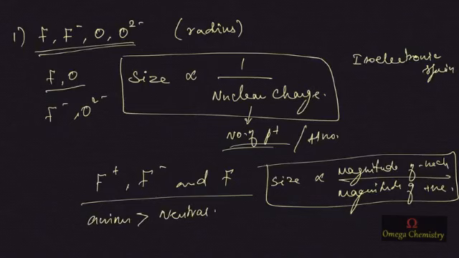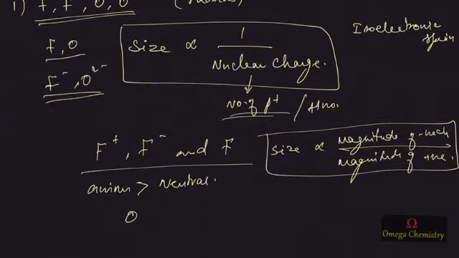Now among the anions, F minus and O2 minus, we need to apply the first relationship here. These two are isoelectronic species, right? So greater the nuclear charge, lesser the size, which means F minus will be smaller in size and O2 minus will be larger in size. So the order is O2 minus is larger in size than F minus.